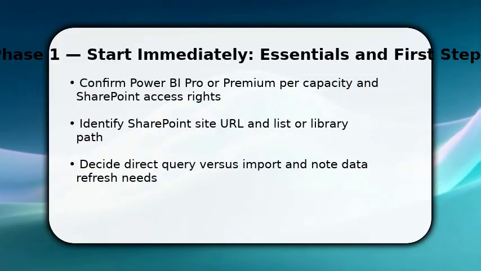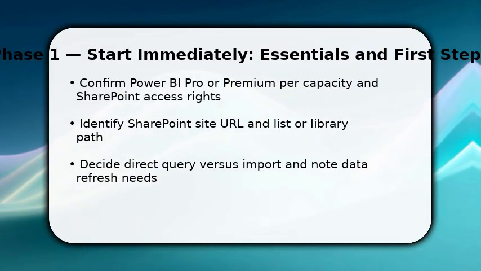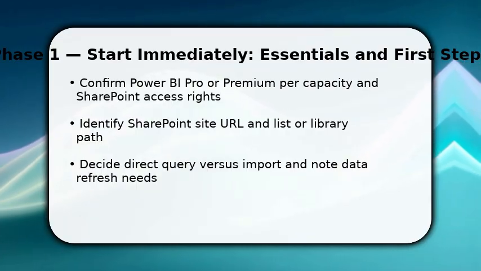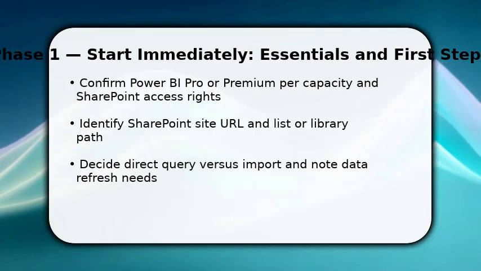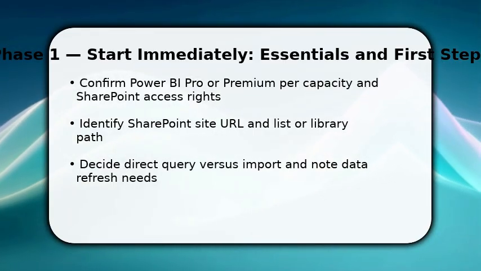You begin by ensuring you have Power BI Pro or Premium and necessary SharePoint permissions. This matters because access controls block queries. Next, grab the exact site URL and list or library path so you can point Power BI precisely.